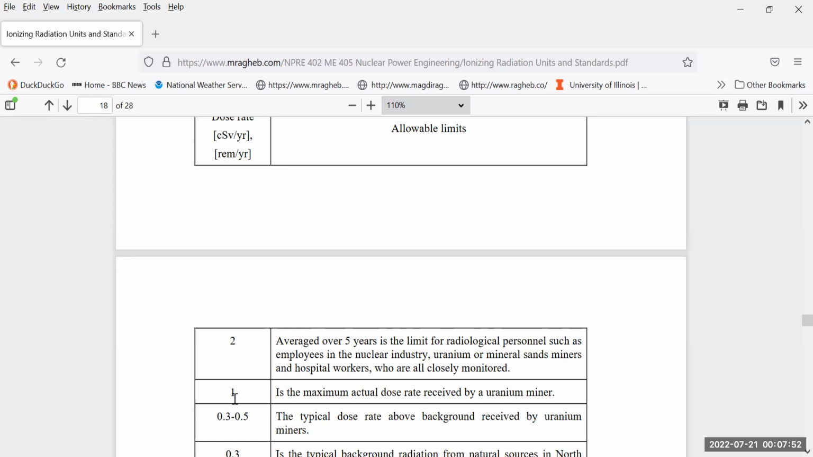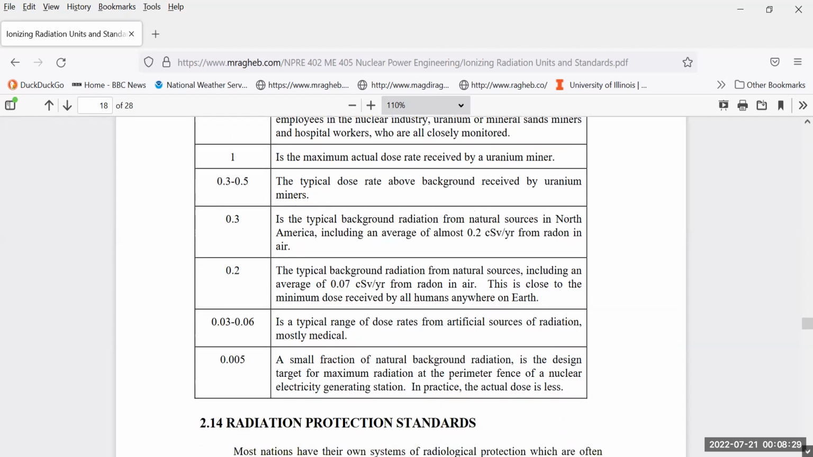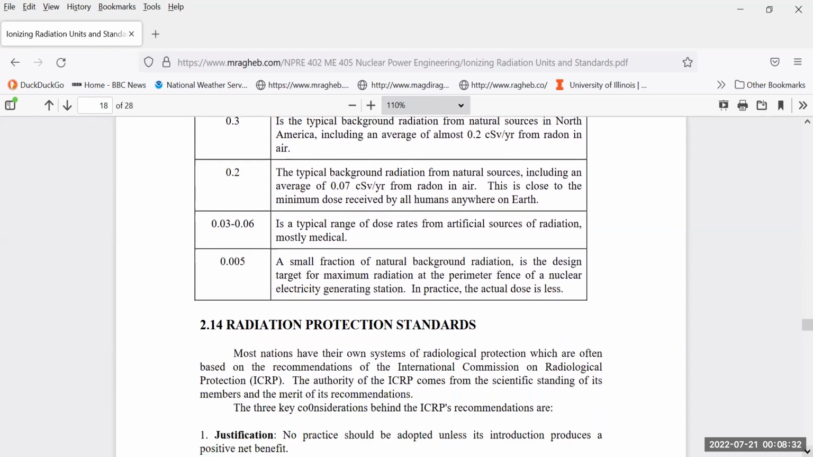1 centisievert per person per year is the maximum actual dose received by a uranium miner with good ventilation of the shafts of the uranium mine if it is underground. Actually, above ground, miners receive a lower dose, 0.3 to 0.5 millirem per person per year. 0.3 rem, or 300 millirem per person per year, is what we get from natural sources, with an average of about 200 millirem per person per year from radon gas. The radon gas is a product of the decay in the uranium and the thorium radioactive chains.